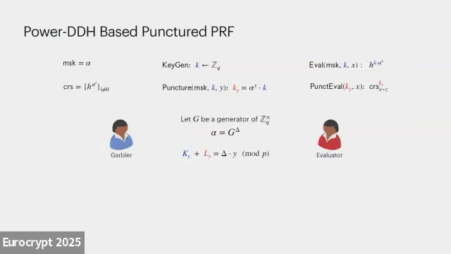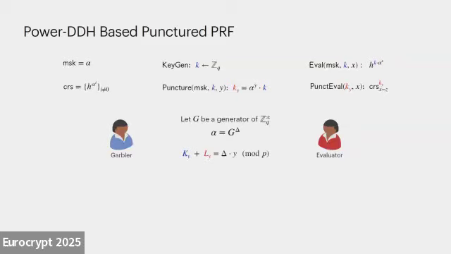So what we do is we let G be the generator of Z_Q star, where Q is the order of the group that we're working over, the DDH hard group. And we set alpha to be G to the delta, right? So delta is simply the exponent to which the generator should be raised so that we get alpha. And now let's say parties have the correlated input of delta times y.